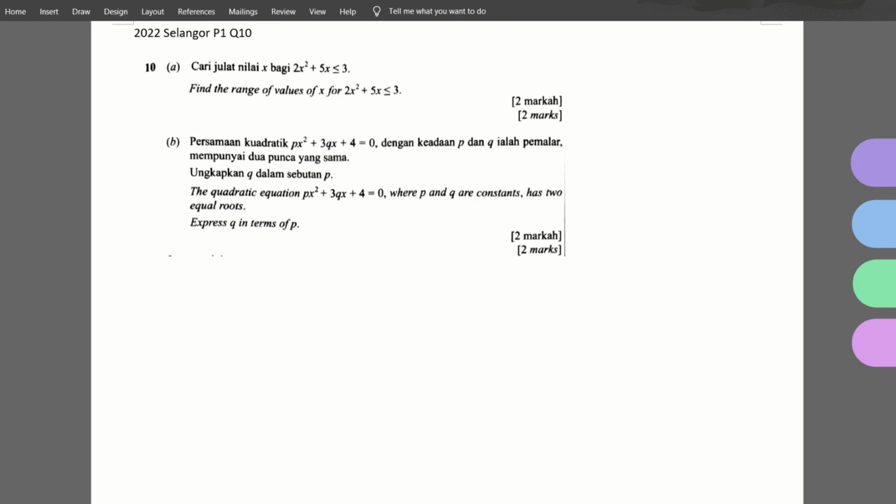In part A, there are actually three things we need to highlight. The first one will be the range of values. The second one will be the square. The third one will be the inequality. So here, what they have given us is a quadratic function. There will be one term which has the x squared, another which has the x only, and another which doesn't have the x.